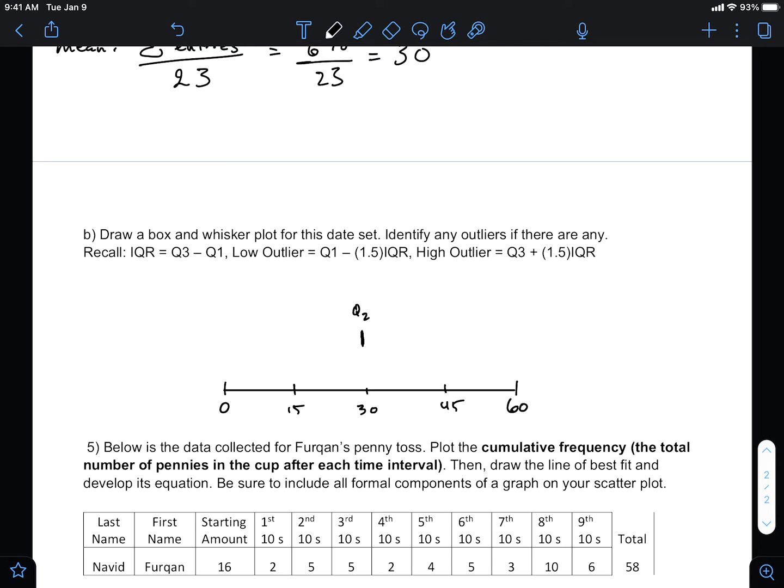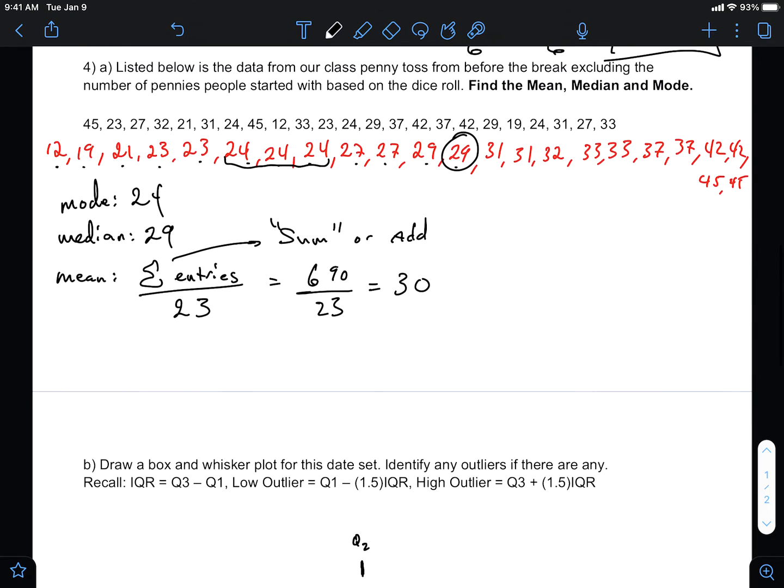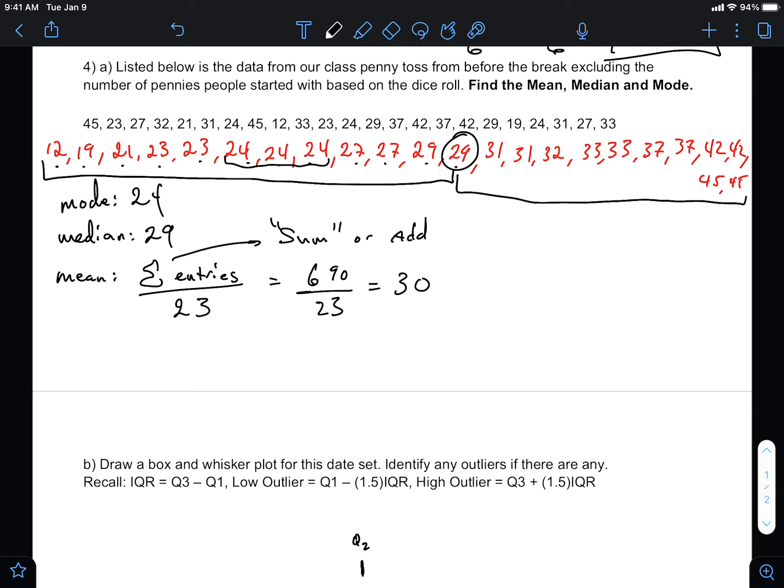Okay, and then we have to go find Q1 and Q3 in the data set. Remember, pretend you didn't circle Q2. It's the upper half and the lower half. Okay, so Q2 marks the middle, but you have to mark what's included. Here, the middle of this is Q1, and the middle of this is Q3.